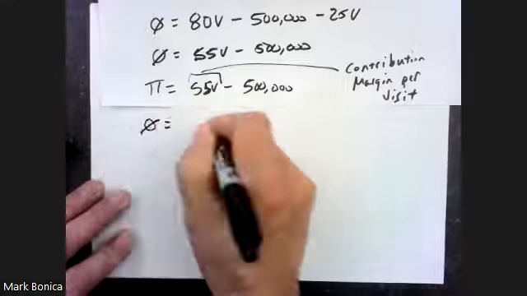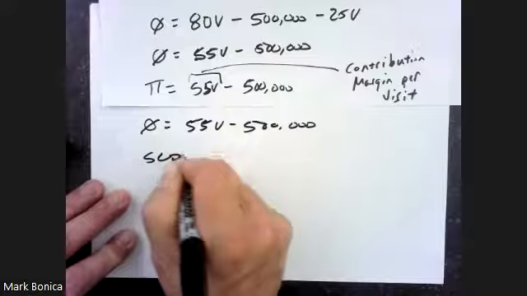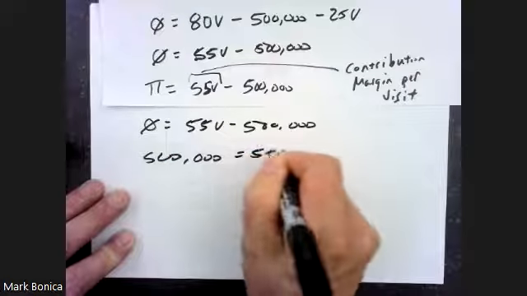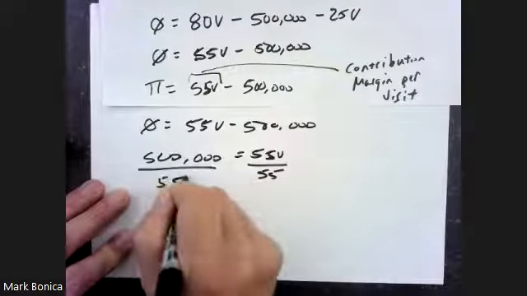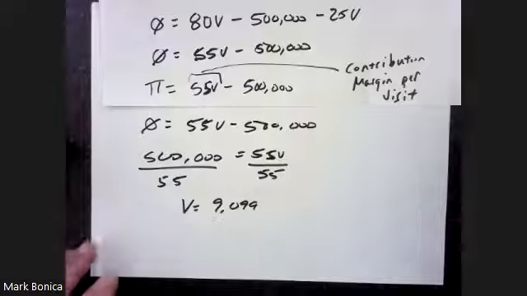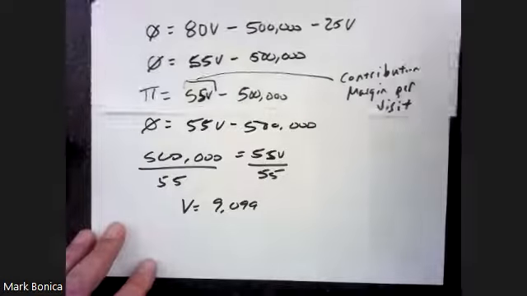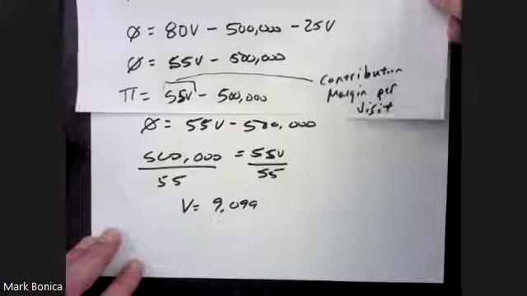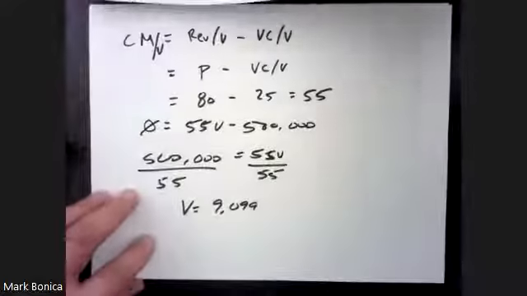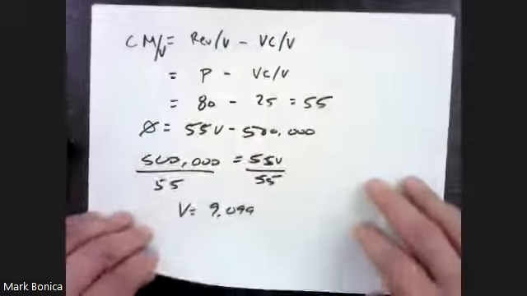So when profit is equal to 0, 55V minus 500,000, right? I get 500,000 equals 55V. I divide through by 55, and I get V is equal to 9,099. So the break even for this particular clinic is 9,099. So now draw the graph.